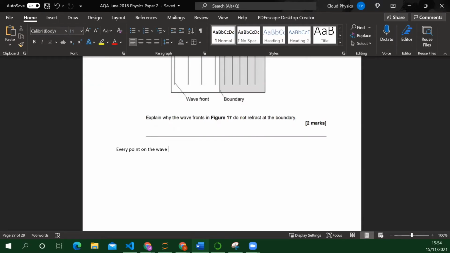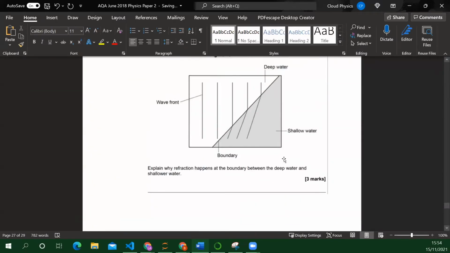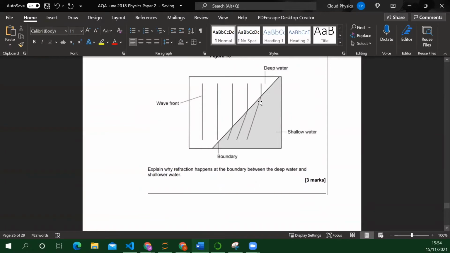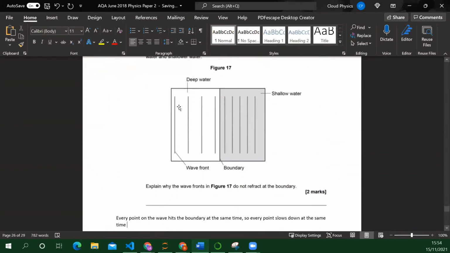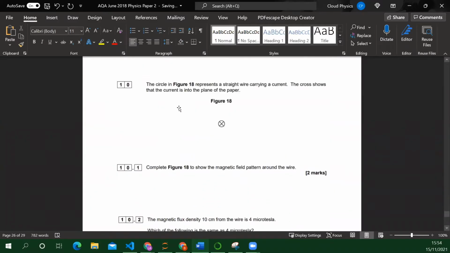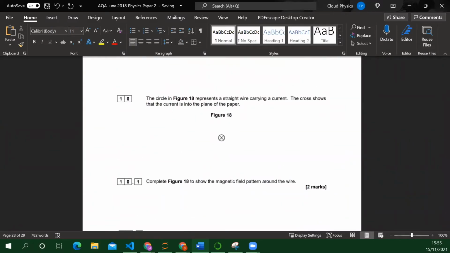Every point in the wave hits the boundary at the same time. So every point slows down at the same time. Because on the other one, it didn't slow down at the same time. So this bit slowed down before that bit. Okay, so you've got that kind of buckling while that carries on. But this part, it didn't happen. Good.